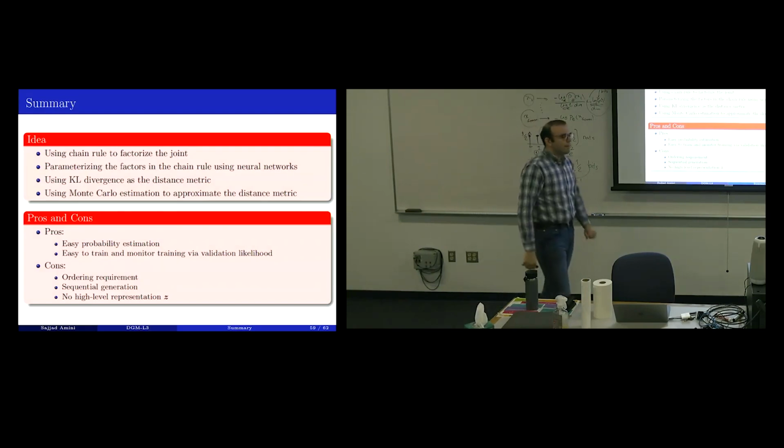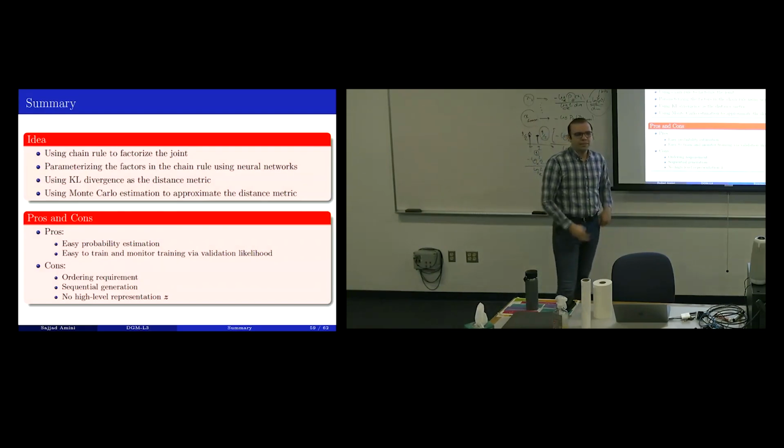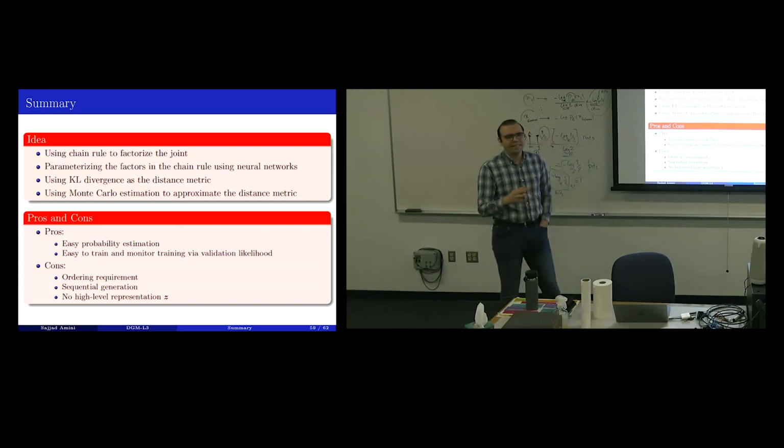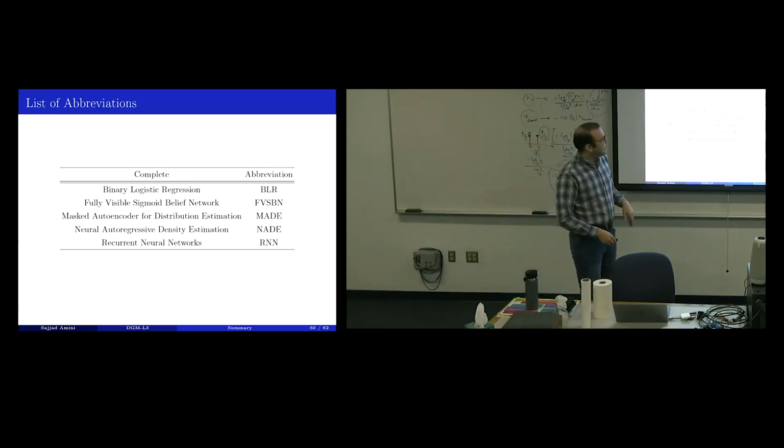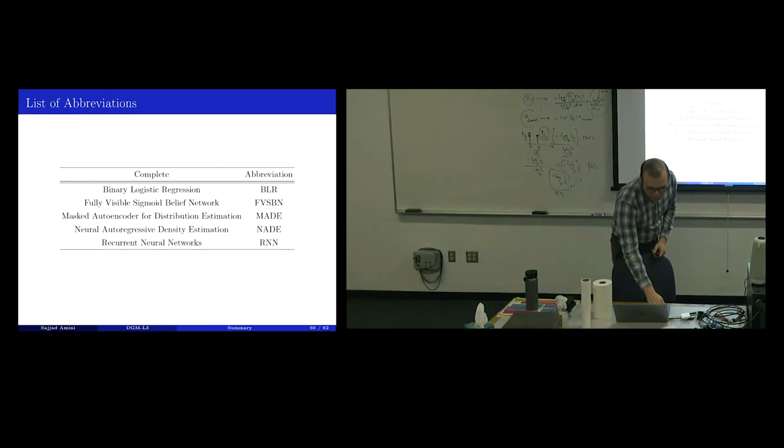And the high-level representation is not here. It's a problem. We talk about the tasks: density estimation, generation, and latent variable or high-level representation. We do not talk about high-level representation here. And in the next presentation that we start now, you will see that we have high-level representation. Any question about the autoregressive models?